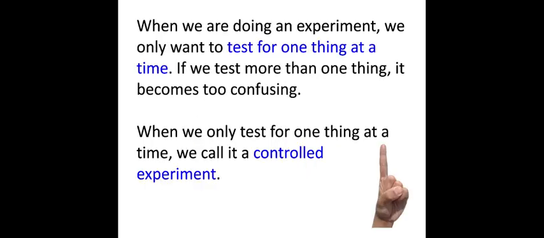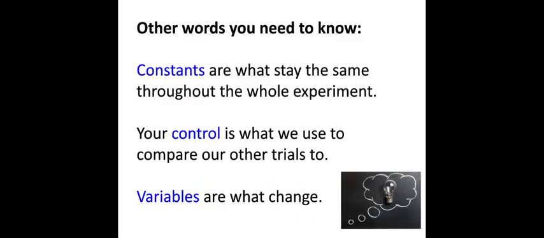When we're doing an experiment, we only want to test for one thing at a time. If we test more than one thing, it becomes too confusing. When we only test for one thing at a time, we call it a controlled experiment. Other words you need to know: constants, control, and variables. Constants are what stay the same throughout a whole experiment. Your control is what we use to compare our other trials to, and your variables are what change.